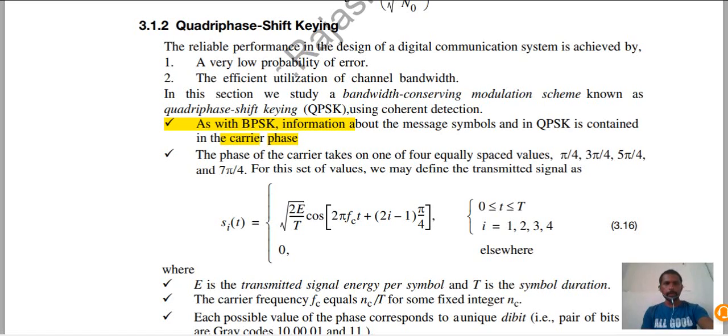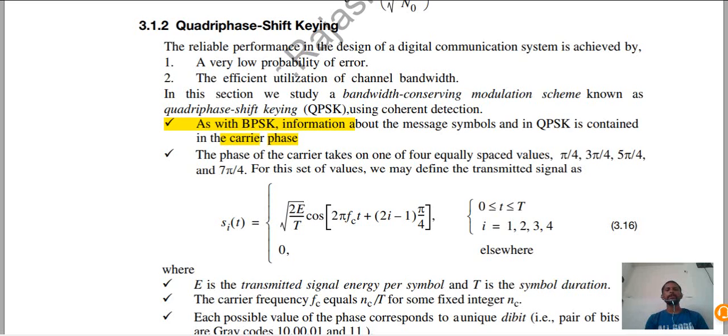Okay, in the last class we discussed binary phase shift keying. In that, the symbols 0 and 1 are used and only one basis function, that is phi 1, is used. Now I will move on to the next phase shift keying technique, that is quadri-phase shift keying.